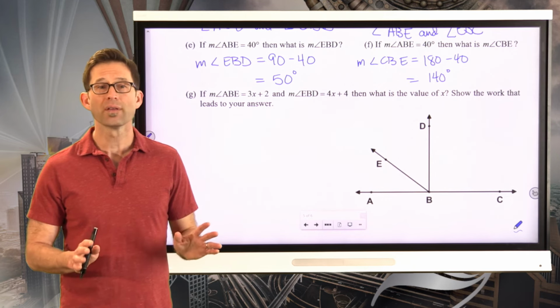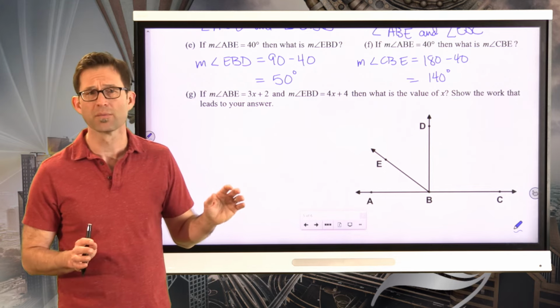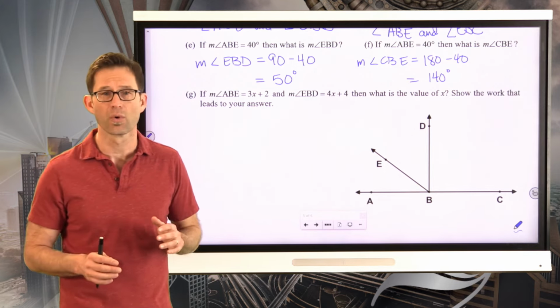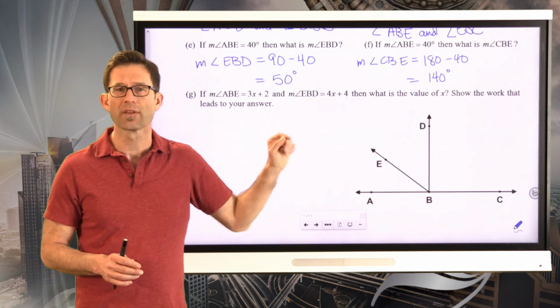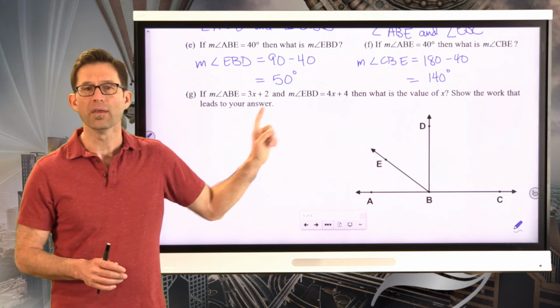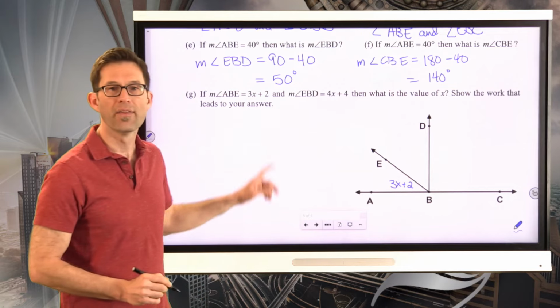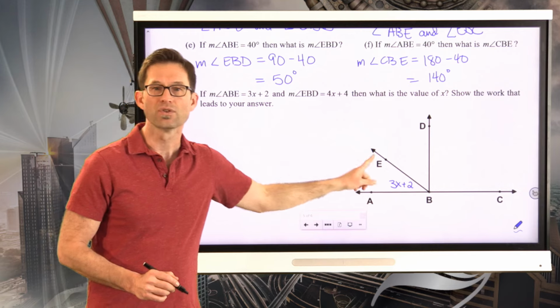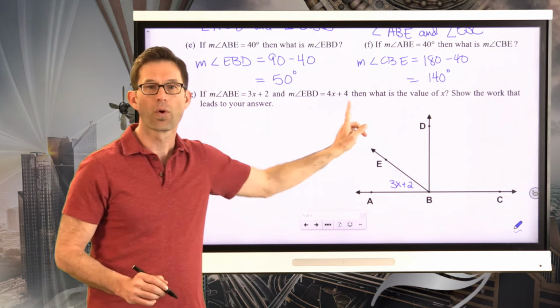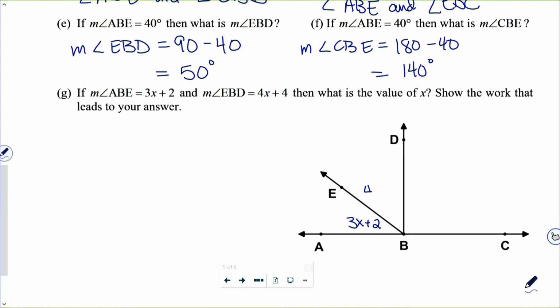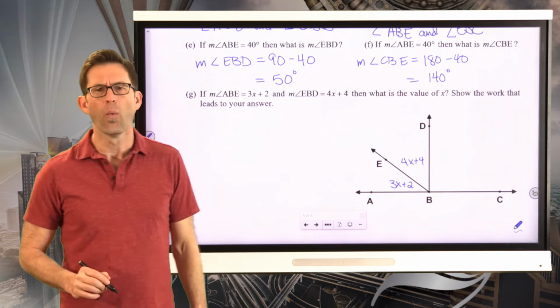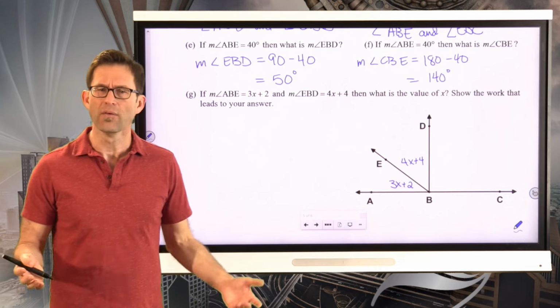All right, well, one thing that's helpful, if even possible, depending on how big the diagram is that you're working with, is to mark these things on the diagram. So the measure of ABE is 3x plus 2. I'm going to write that right down here. And the measure of angle EBD, which is this one, is 4x plus 4. And somehow they now want me to figure out what the value of x is.